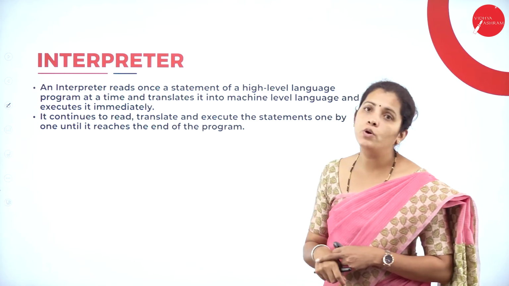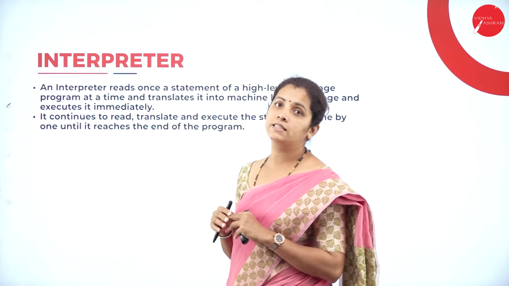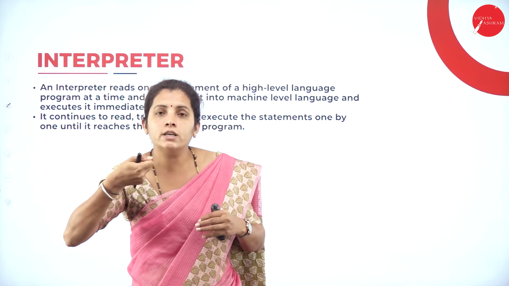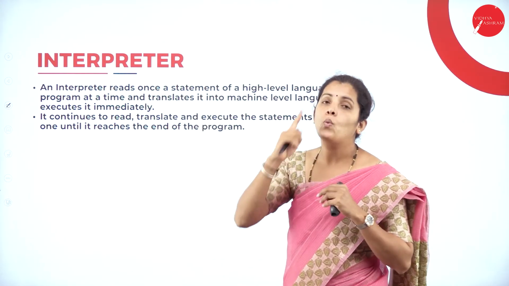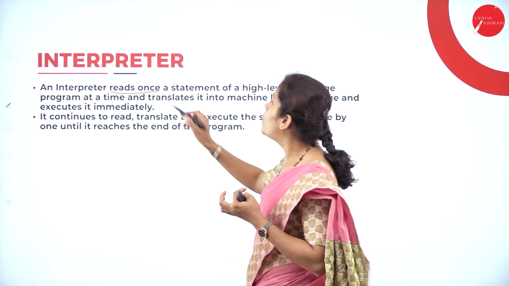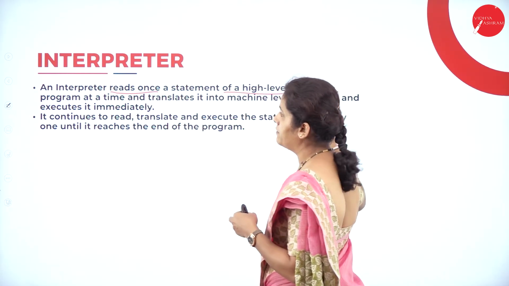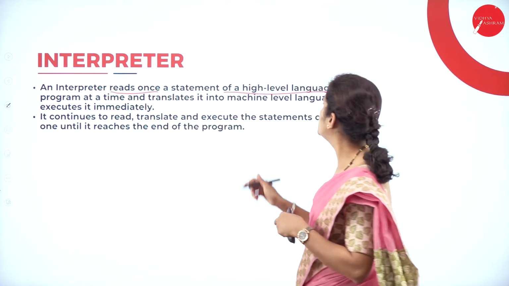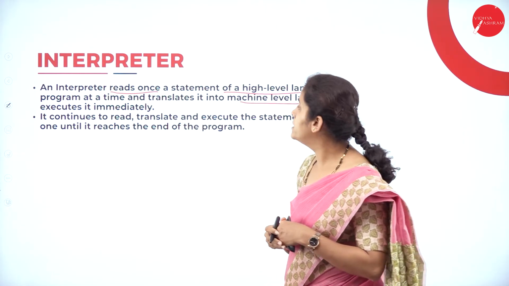Moving further, we are going to look at the interpreter. So what is an interpreter? The name itself indicates that it interprets line by line. Interpret means line by line execution. So it is going to execute one line at a time. So an interpreter reads one statement of a high level language program at a time and translates it into machine level language and executes it immediately.